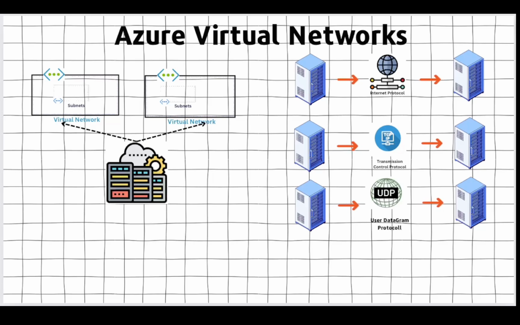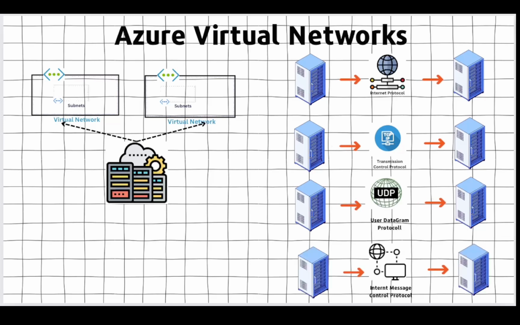UDP is faster, but it's less reliable than TCP. It is another common transport protocol. In a UDP communication, the two computers begin by establishing a connection via an automated process called a handshake. Once the handshake has been completed, one computer will start transferring data packets to the other computer. Another commonly used protocol is ICMP, also called Internet Control Message Protocol.